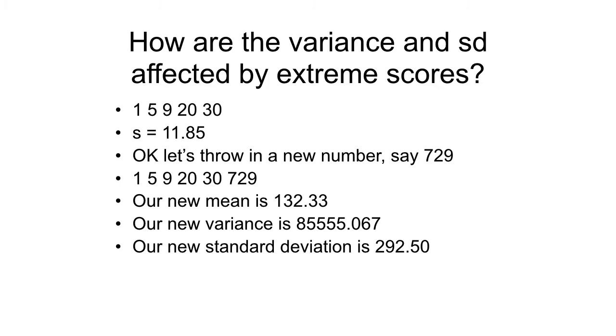Wow. We've added one number. We could probably make a case that that's an outlier of some sort, perhaps. But the point is, the variance and standard deviation are affected by extreme scores. It doesn't seem like it, it's just true. Okay, so that's just by example.